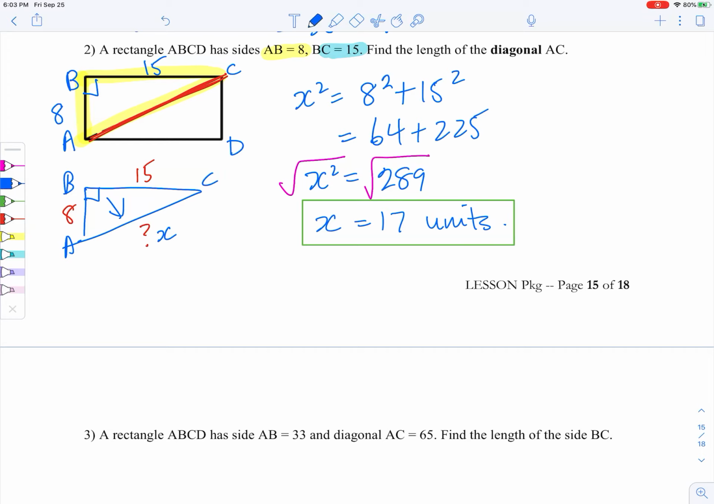It was asked in words. It asked us to find the length of the diagonal. So because it was asked in words, we're going to answer in words. We're going to say, therefore, the diagonal is 17 units.